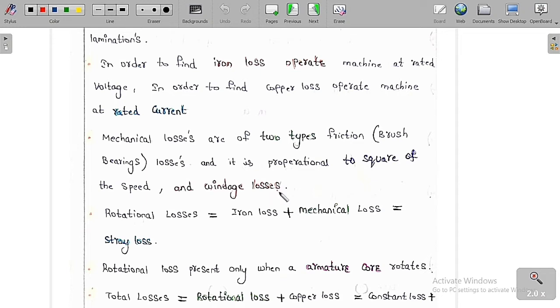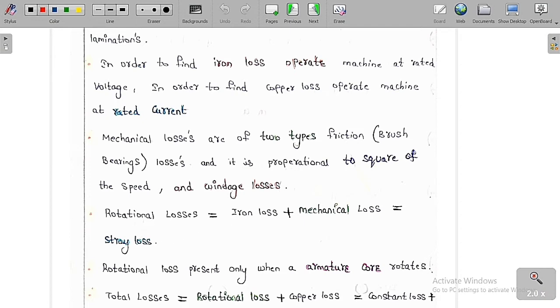So simply, mechanical loss is the combination of the friction losses plus windage losses. So mechanical loss is also called the friction and windage losses, because it is the combination of the friction losses and also the windage losses.